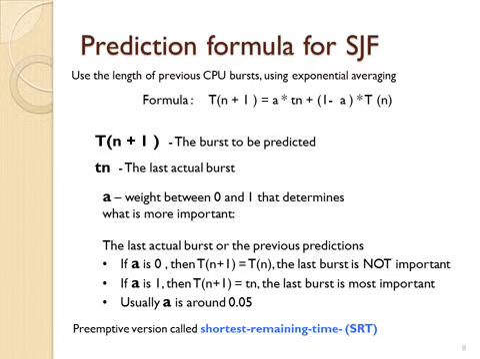A is a weight between 0 and 1, and it determines what is more important. If A is 0, then big T of n plus 1 is going to equal big T of n, and so that means that the last burst that just happened is not important at all. And if A is 1, then big T of n plus 1 is going to equal the last burst that just happened, so that means all we care about is the last burst that just happened. And this is not just a prediction formula for shortest job first, this is an exponential averaging prediction formula that's used to predict future behavior based on past behavior.